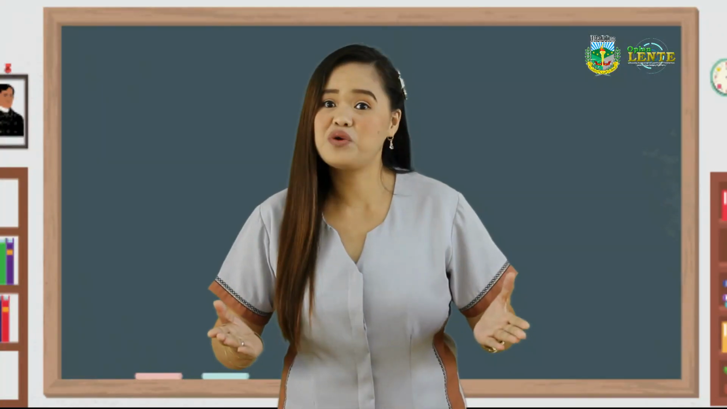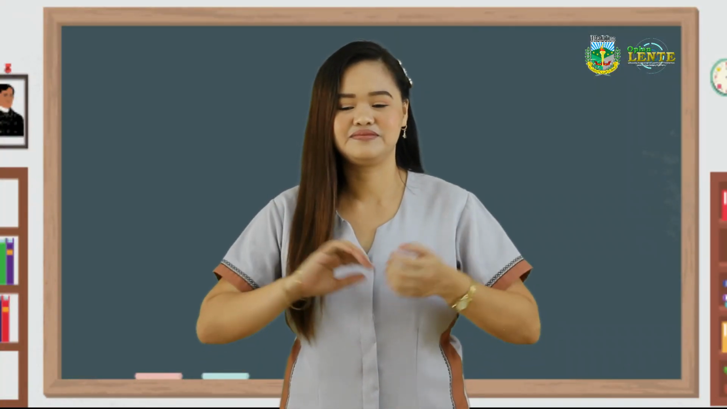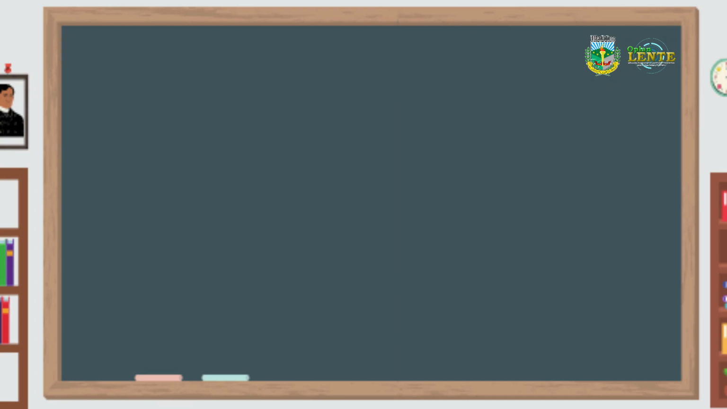How did you find our first activity? I hope that you found it easy to answer. Now, let us check if you have answered it correctly. The first set of equations must obtain the following.